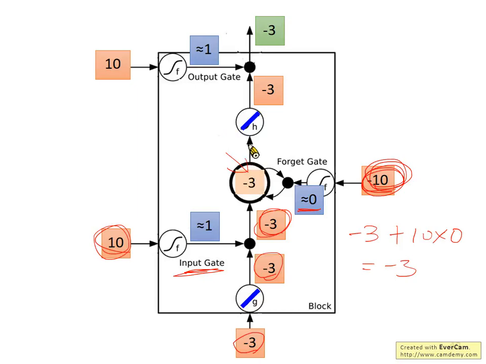And then the minus 3 goes through the linear function to get minus 3. And right now the output gate is open because the control signal is large. So the output is minus 3 multiplied by 1. So finally we output minus 3. This is exactly how the LSTM cell works.